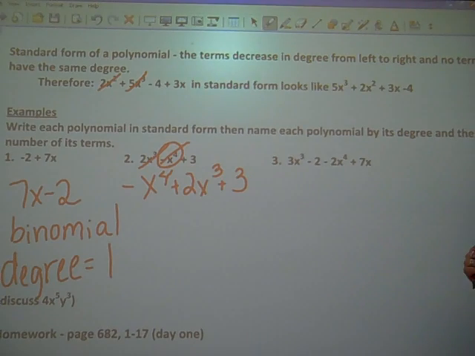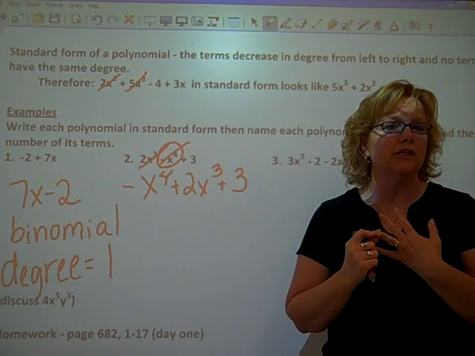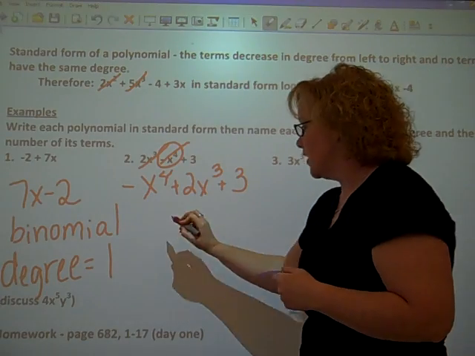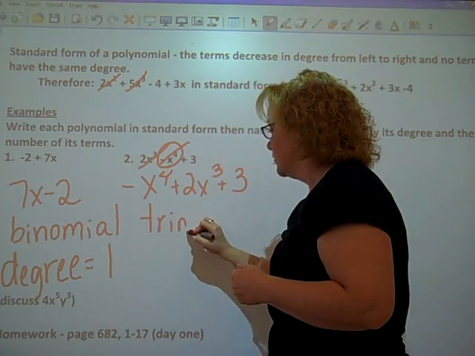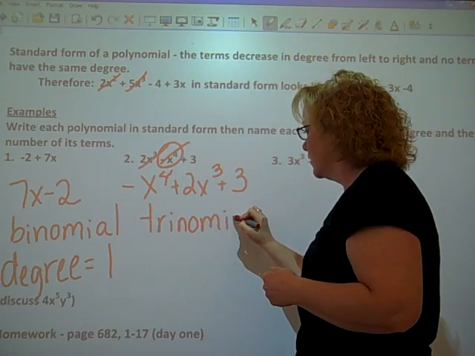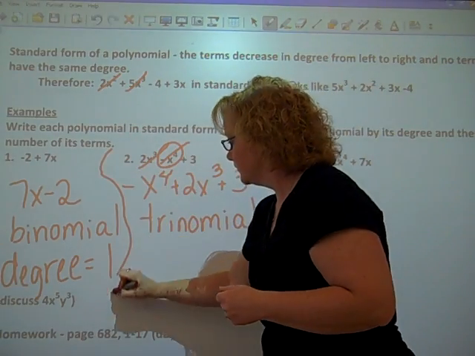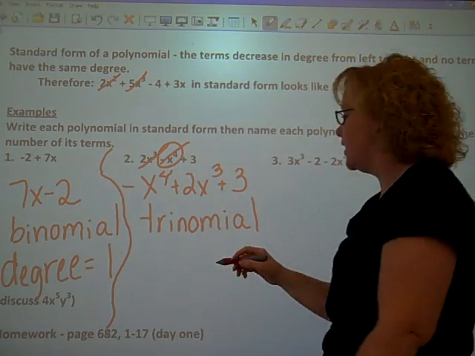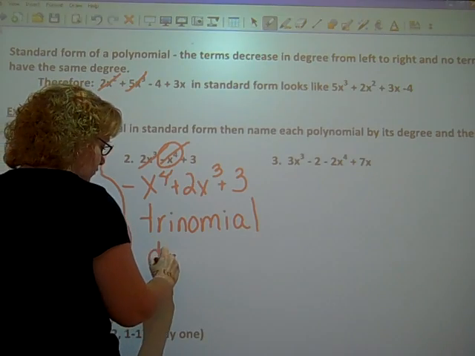What type of polynomial is this? What would I say? What is it, Grant? Trinomial. It's a trinomial. And then lastly, I need to say what degree this trinomial is. And Erica, you would tell me what? 4. Okay, degree 4.